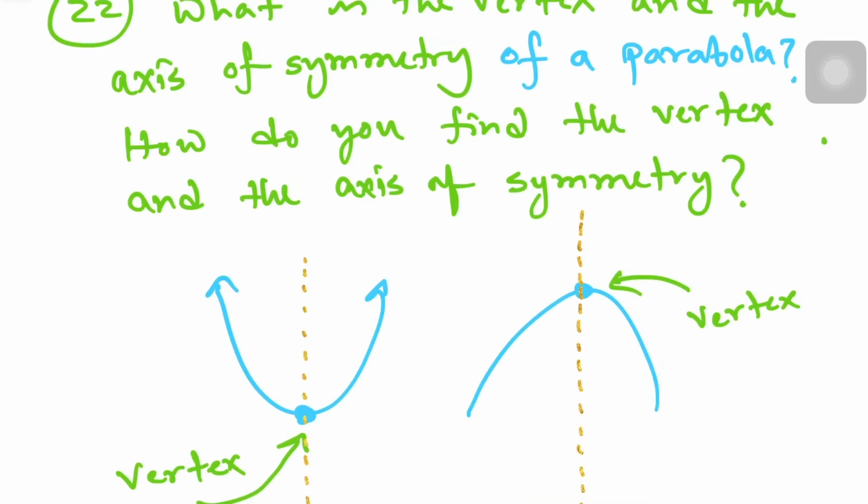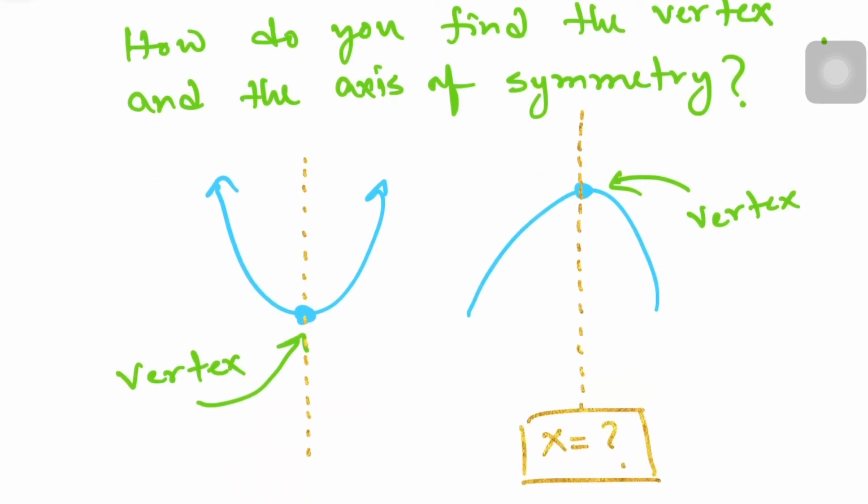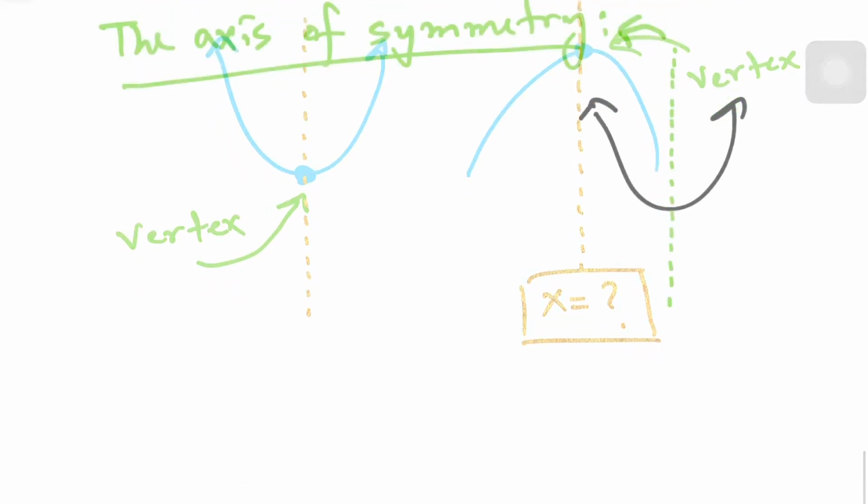All right, so I hope you got the answer. What is the vertex? The vertex is the maximum or the minimum point of a parabola. What is the axis of symmetry? The axis of symmetry is a vertical line that goes through the middle of the parabola. It basically divides the parabola into two equal halves.